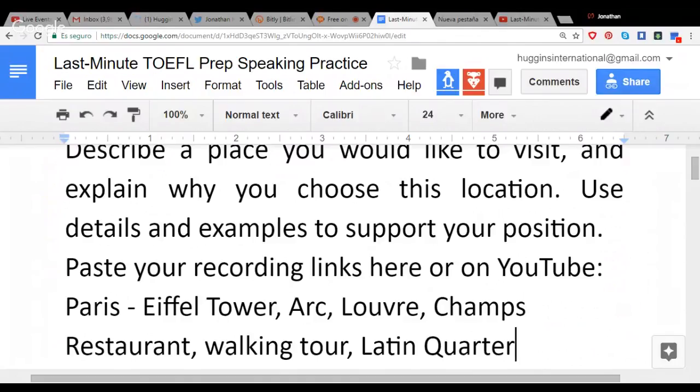And another reason why I would really love to go to Paris is that the French food is really good. And I would really love to get a chance to eat authentic French cuisine directly in Paris. So, a few reasons why I would love to go visit Paris.